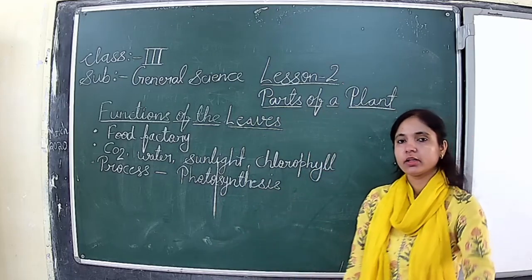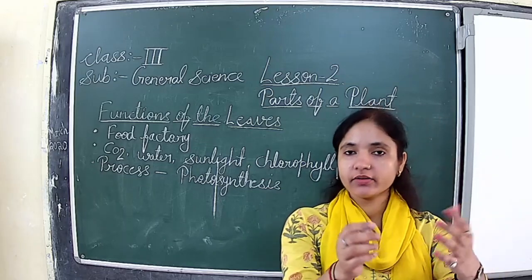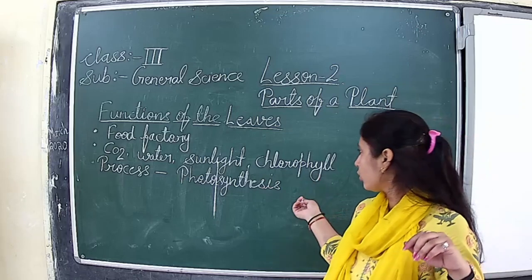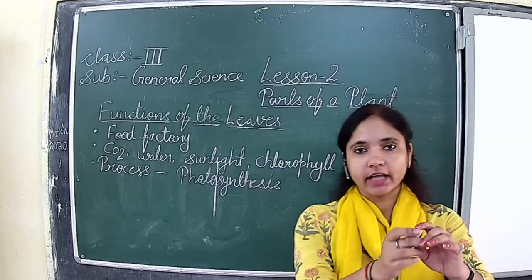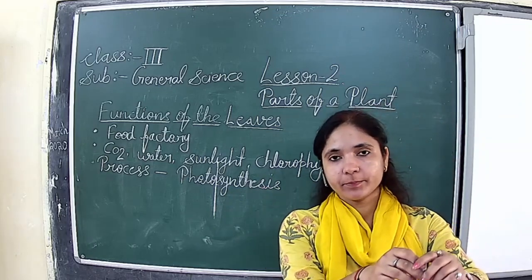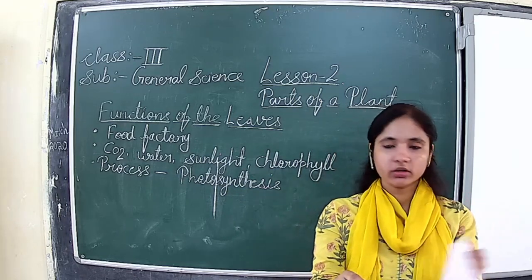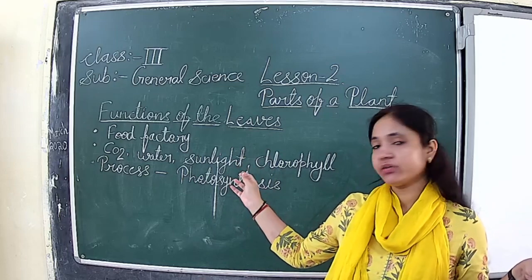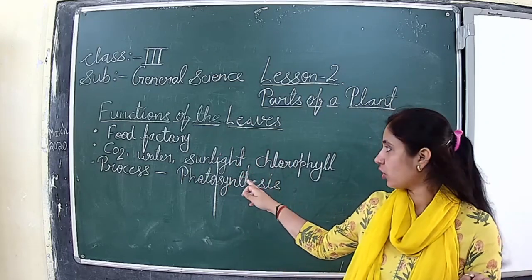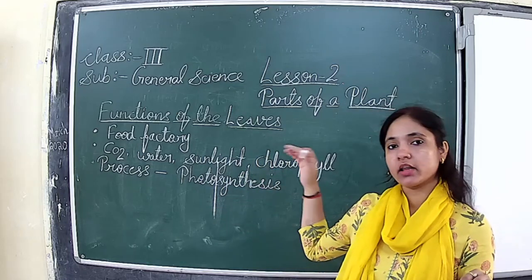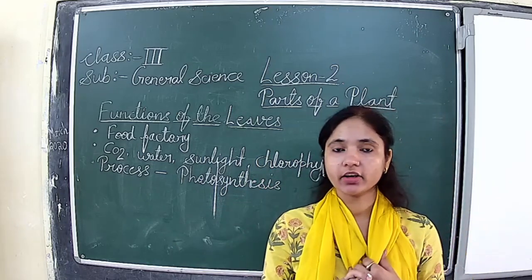So, the process of making food in the presence of sunlight by taking carbon dioxide, water, and chlorophyll present inside the leaf is called photosynthesis. This is the main function of the leaf: to make food and to store food. That's why it is called the food factory of the plant.